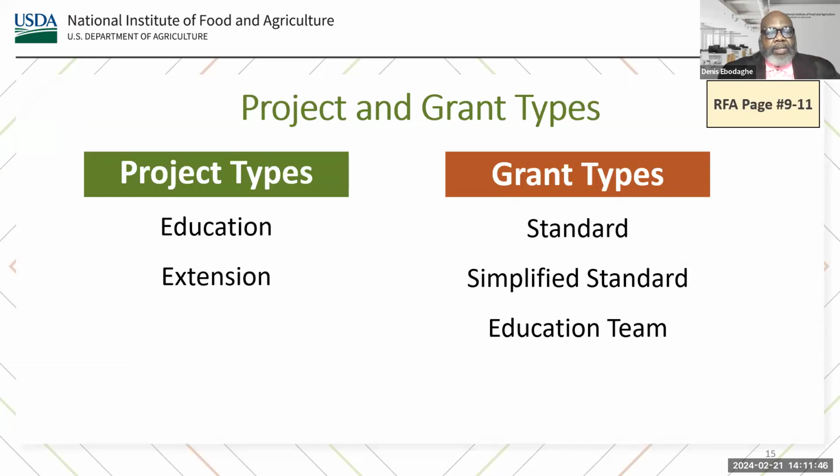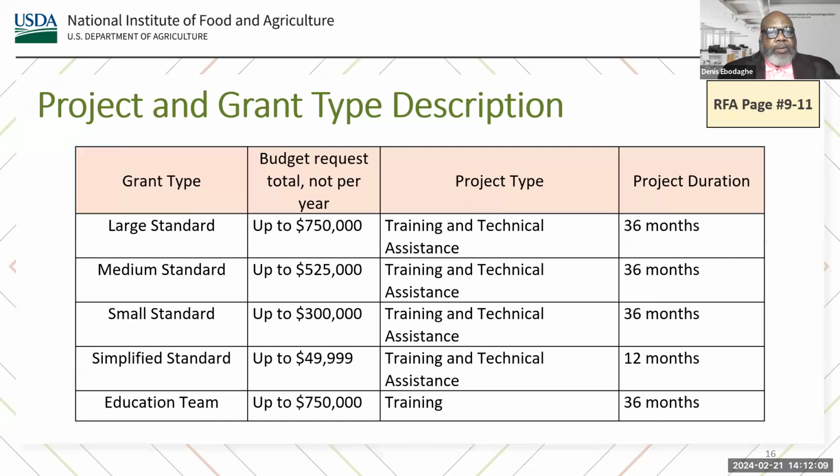We have project types that are education and extension. We also have grant types that are standard, simplified standard, and education. The one we don't have this year is the clearinghouse, which will be competed for next grant cycle. These are the project and grant type descriptions that we have.